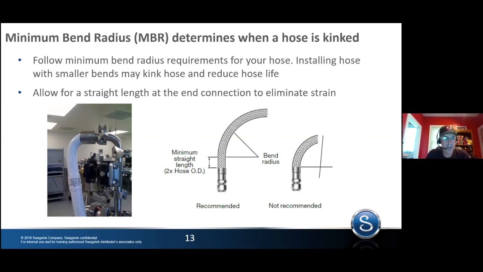We understand how long hoses last in a particular lab application. In an actual customer application, we don't. That's maybe a better way to describe it.